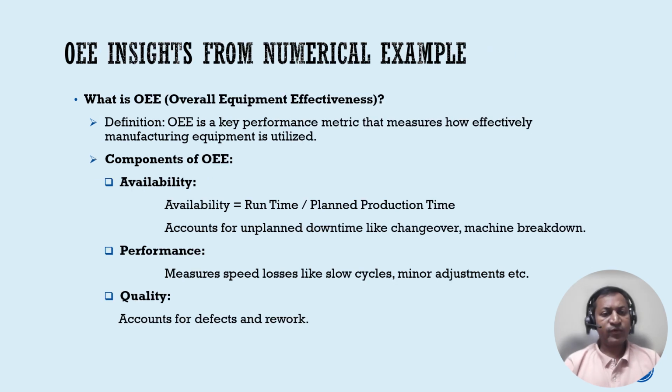The next slide, OE insights from numerical example. What is OE? Definition: OE is a key performance metric that measures how effectively manufacturing equipment is utilized. Components of OE. Availability accounts for unplanned downtime like changeover, machine breakdown, etc. Performance measures speed losses like slow cycles, minor adjustments, etc. Quality accounts for defects and reworks.